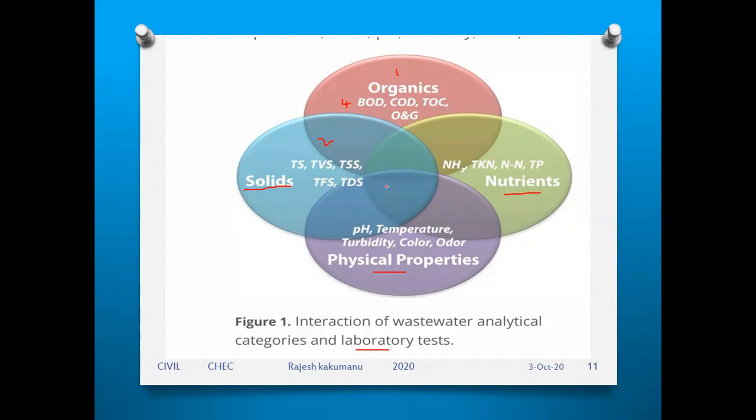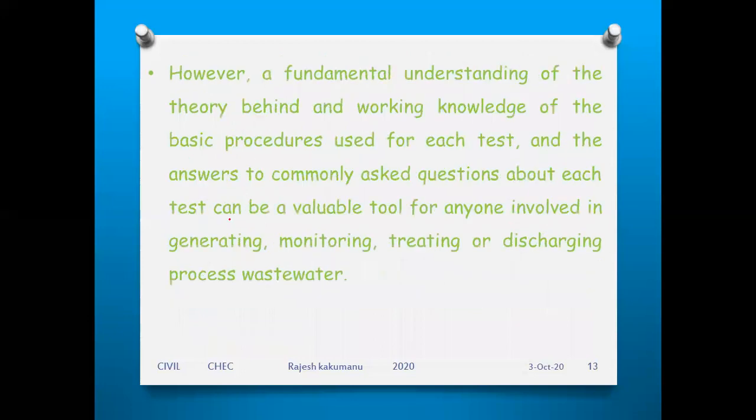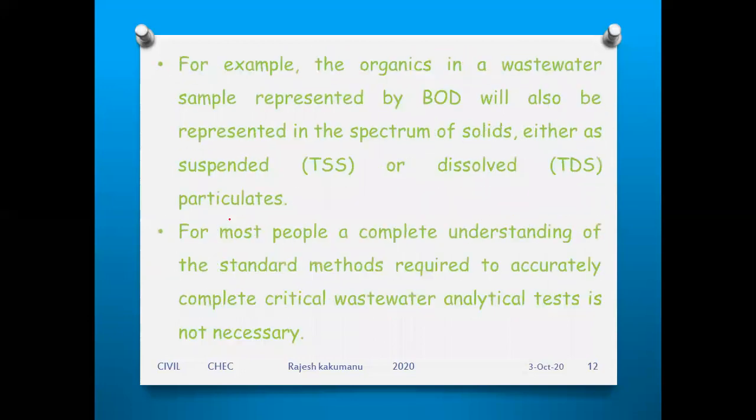So these things are not independent. All these 4 categories are correlated. All these 4 are integrated, right? The organics, the solids, the nutrients and the physical properties. So this figure is also very, very important from the subject point of view. We will discuss the first one, organics, in detail.